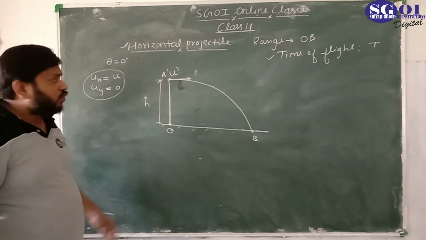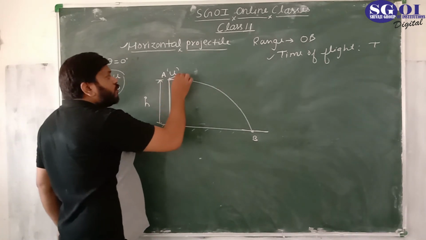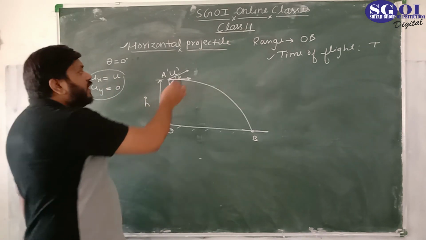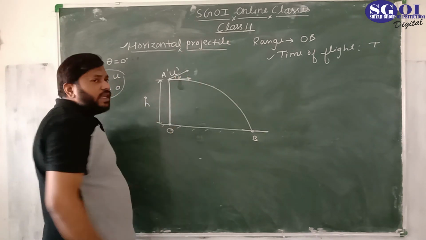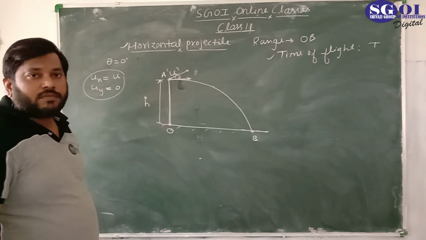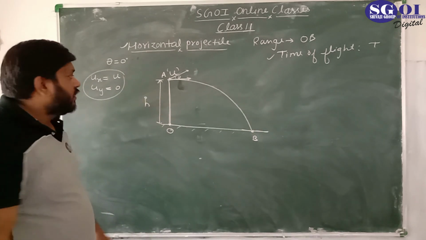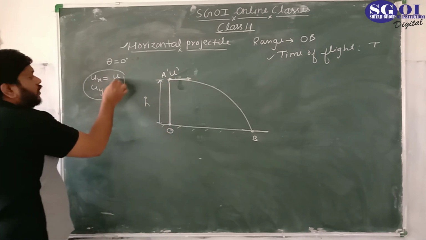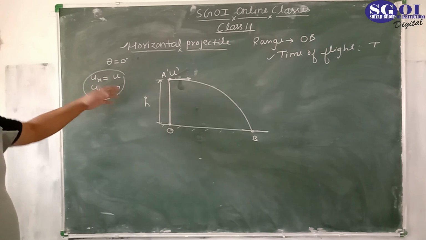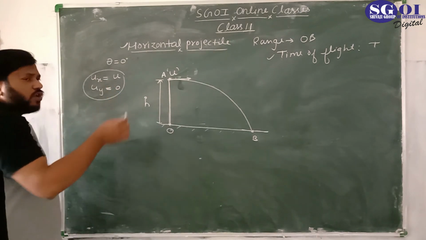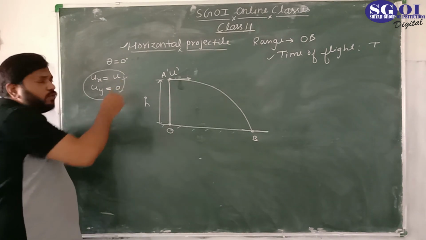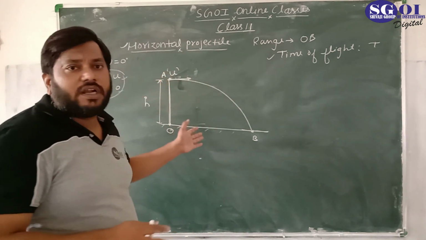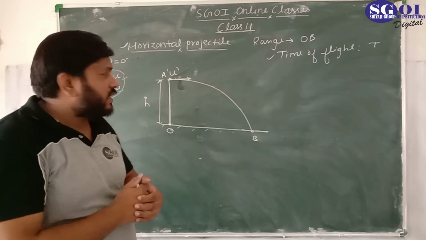Very important point here to observe. If it is projected at an angle theta, then we can say there is ux equal to u cos theta and uy equal to u sin theta. But it is not the case here. It is projected horizontally, which means there is only ux, which is u, and uy is 0. Now we have to solve these two cases in the x axis and y axis independently, as we have seen in the previous video lecture.